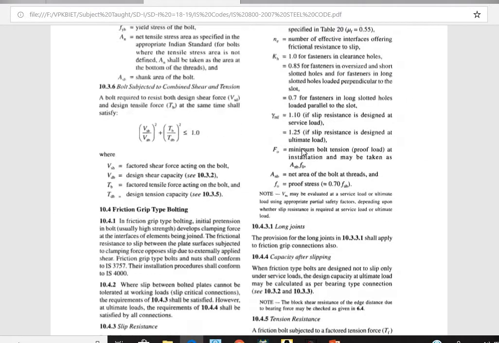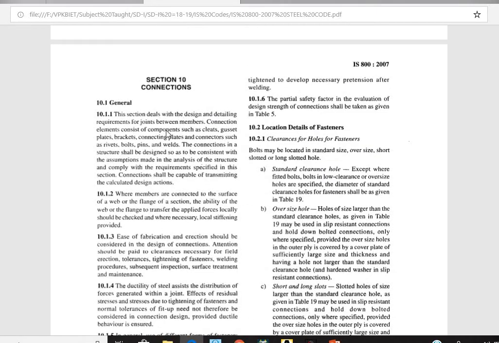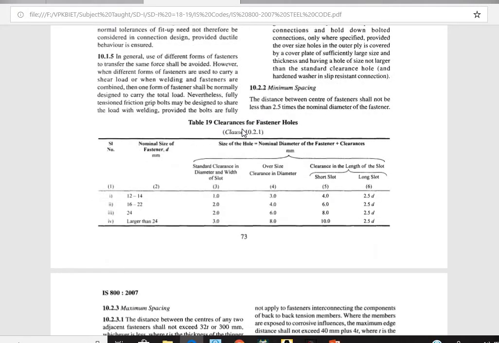Let me show you that table in section 10, connections. So this is section number 10, which is entirely devoted to connections, both welded as well as bolted connections. This is table number 19 for clearance for fastener holes. These are the sizes: 12 to 14 mm, 1 mm clearance; 16 to 22, 2 mm clearance; and if it is 24, then it is again 2. If it is more than 24, then we have to take 3 mm clearance for d0.